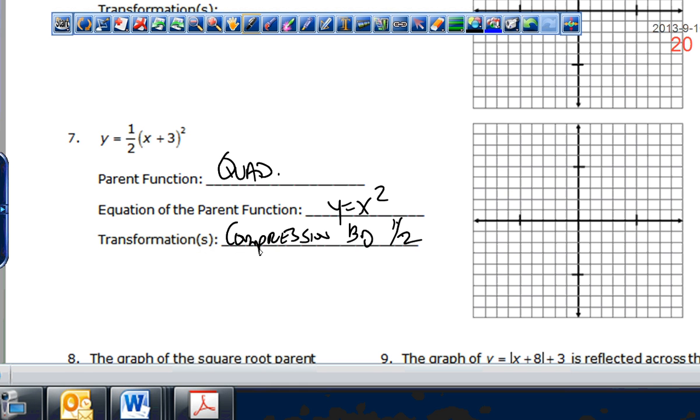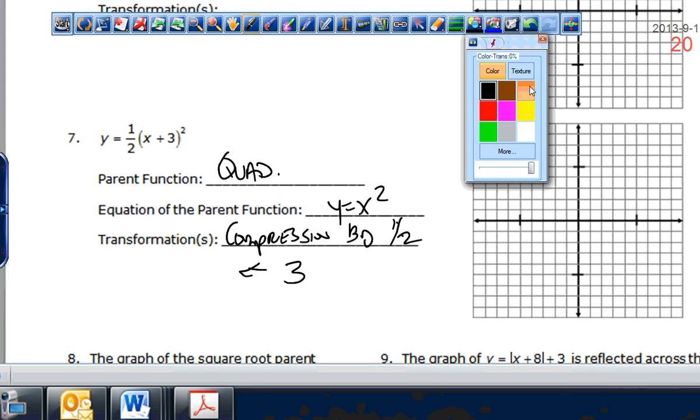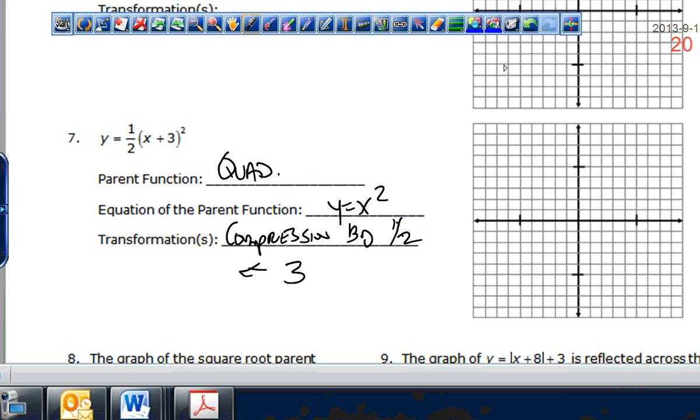And what's that 3 do? This is from yesterday. To the left or right? To the left. To the left, 3 units. Draw your parent function. This should not take you that long now. Be really OCD about your points.